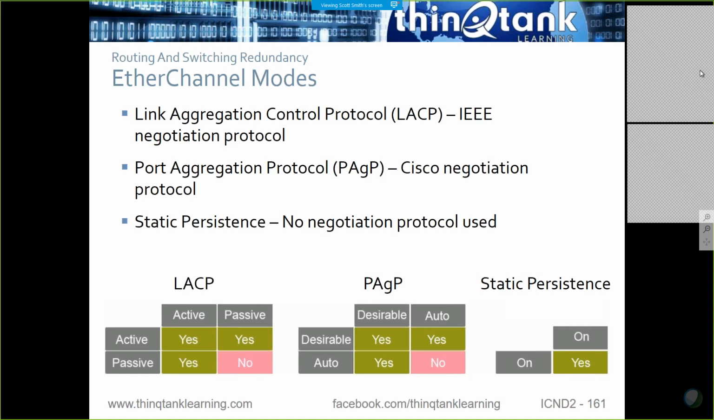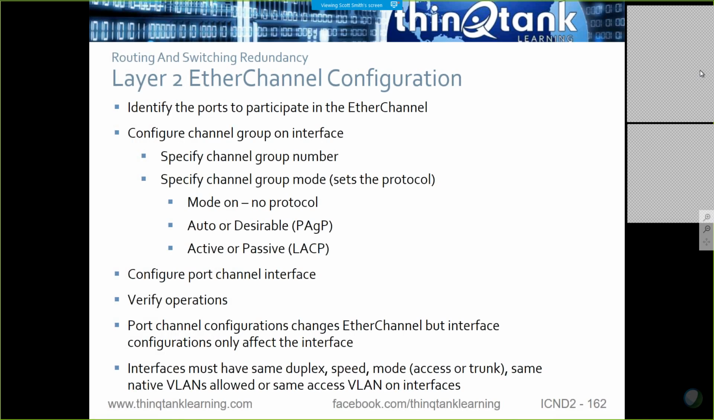Now, I see very few people actually using PAgP, the Port Aggregation Protocol, because it is Cisco proprietary. If you're doing this link aggregation to a server, you're probably going to use LACP because that's an open standard. But PAgP is the Cisco proprietary version. So let's take a look at a layer 2 ether channel configuration. Look at a couple of examples, and then we'll wrap up this section here. It's a very short chapter.